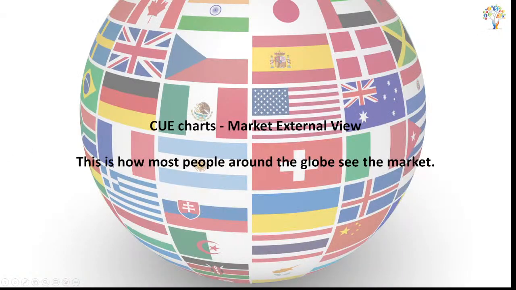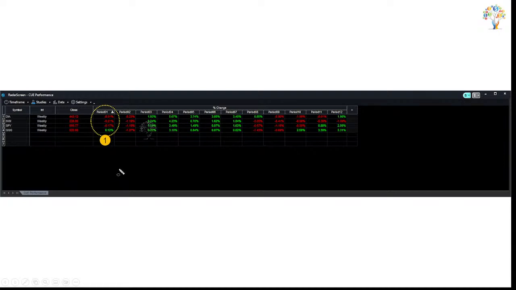Let's look at the external view. This is how most people around the globe see the market. I look at the market ETFs. All the market ETFs except QQQ came down, not by very big percentage. All of them were down for the weekly period by less than 1%. In fact, very close to 0.5% or below that. Only QQQ went up by a small percentage.